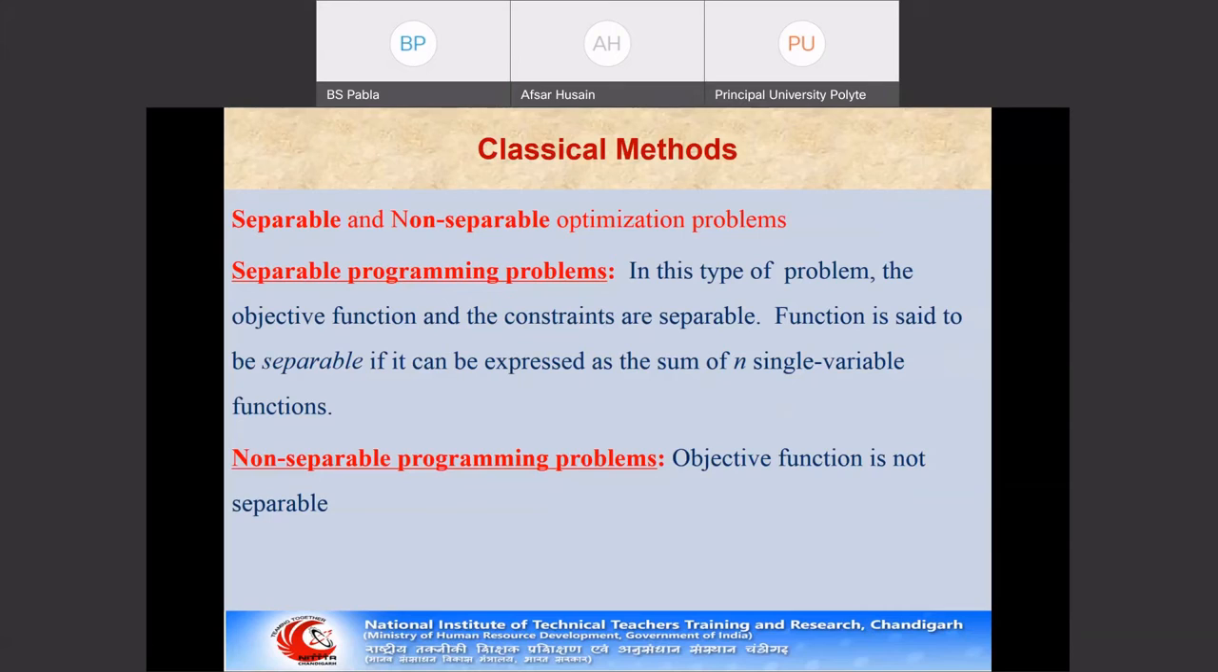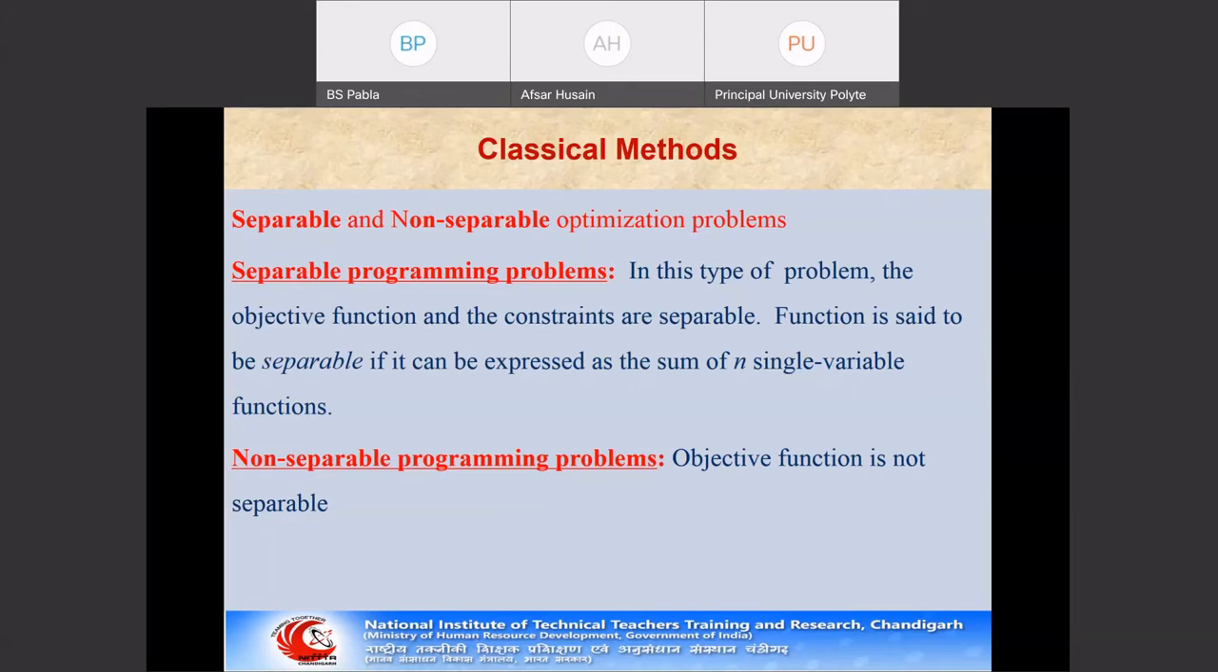Can I replace this x square by, let's say, x1 plus x2 plus x3, or x1 plus 2x1 x2 plus 3x3 plus 4x4 or 10x5? If I can approximate that function, then maybe with some little error, this is a separable programming problem.